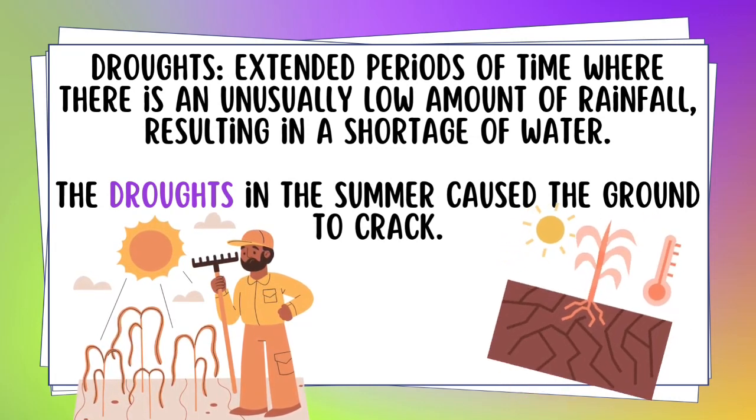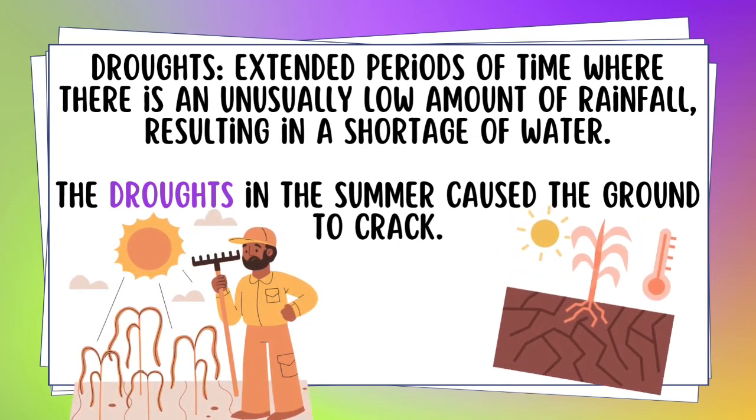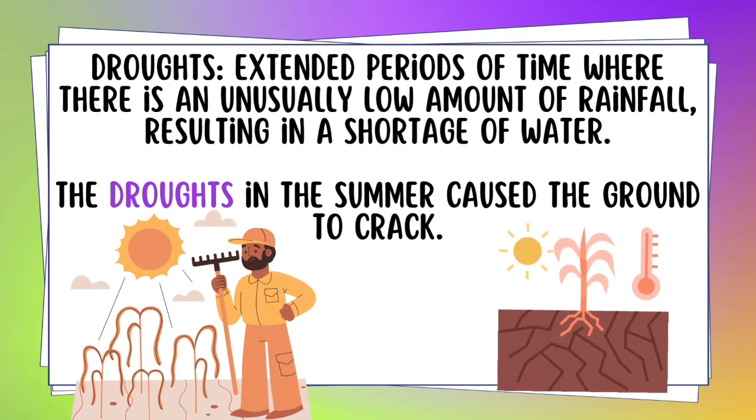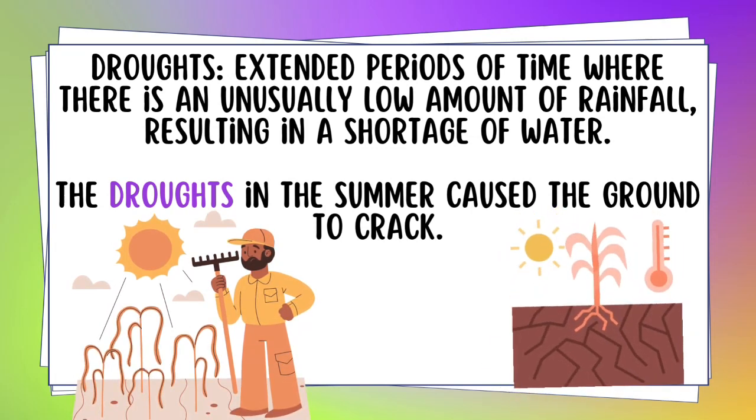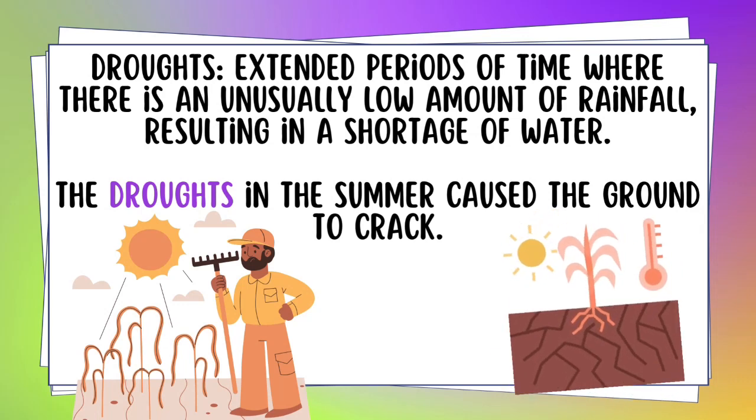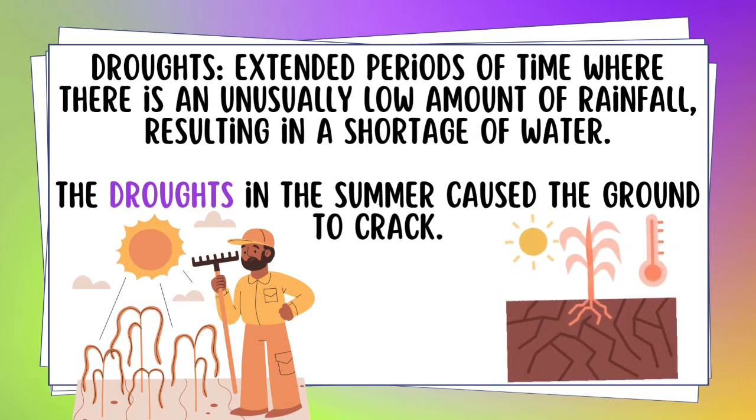Droughts are extended periods of time where there is an unusually low amount of rainfall, resulting in a shortage of water. The droughts in the summer cause the ground to crack.